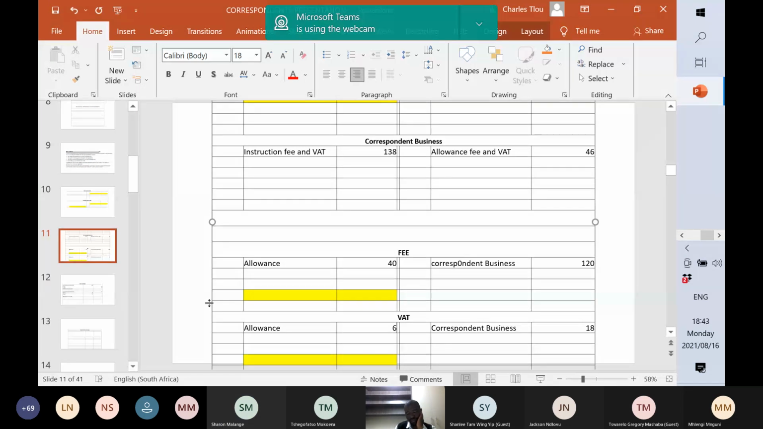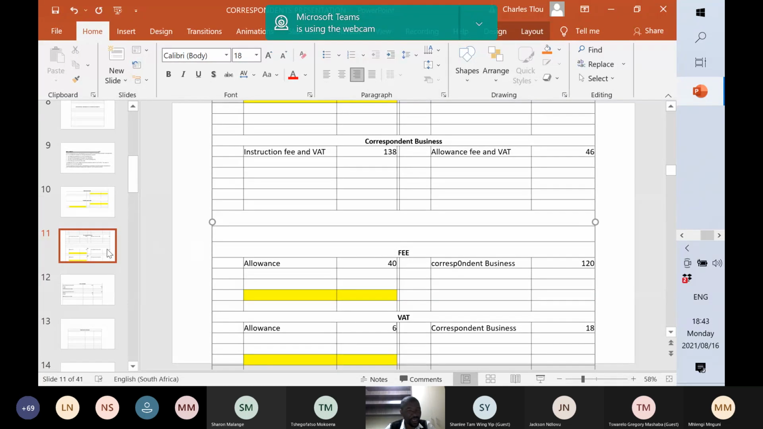Business account. We are going to pay from the business account because remember we have not received any deposit from the correspondent. Therefore, there is no money in trust, and for that reason we must pay from our own business account, and then you make the correspondent a business debtor.